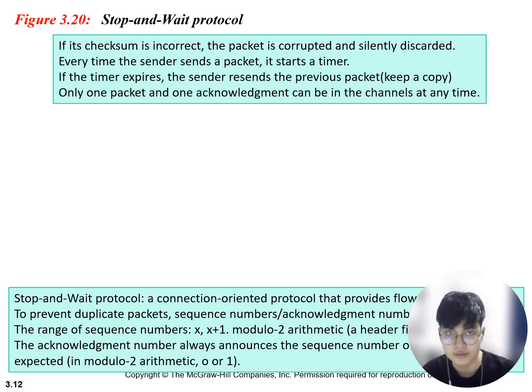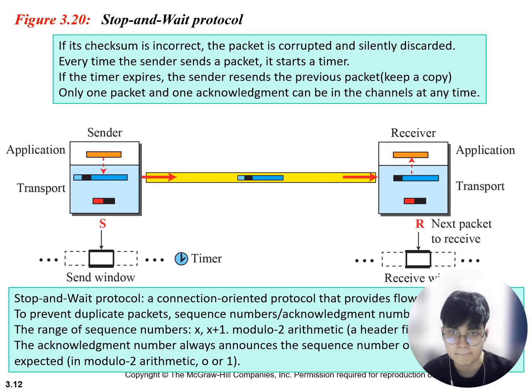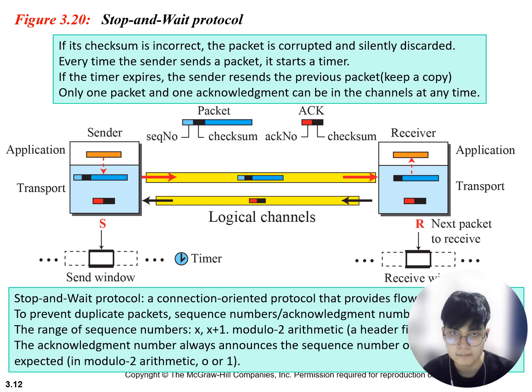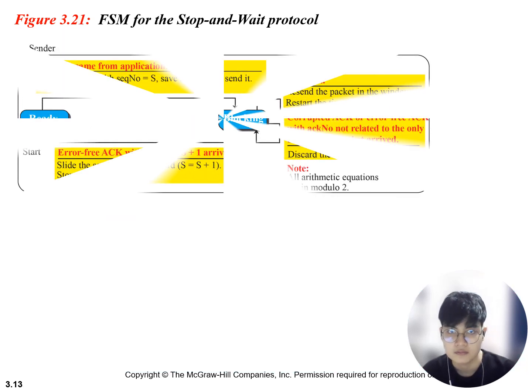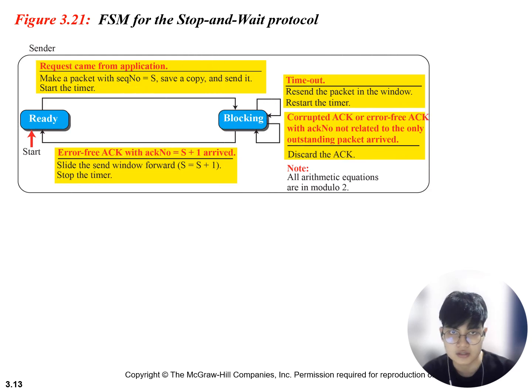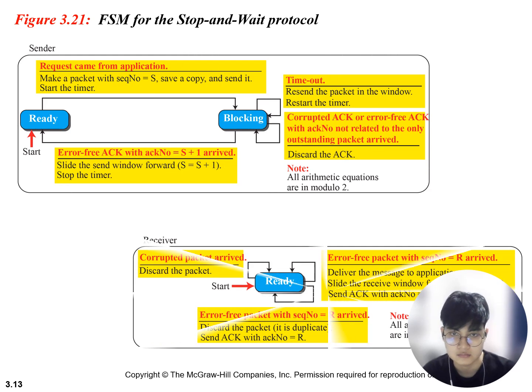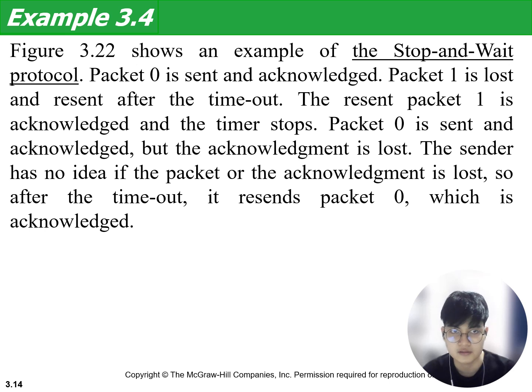Stop and wait protocol. This is the FSM for the stop and wait protocol. Figure 3.22 shows an example of the stop and wait protocol. Packet 0 is sent and acknowledged. Packet 1 is lost and resent after the timeout. The resent packet 1 is acknowledged and the timer stops.